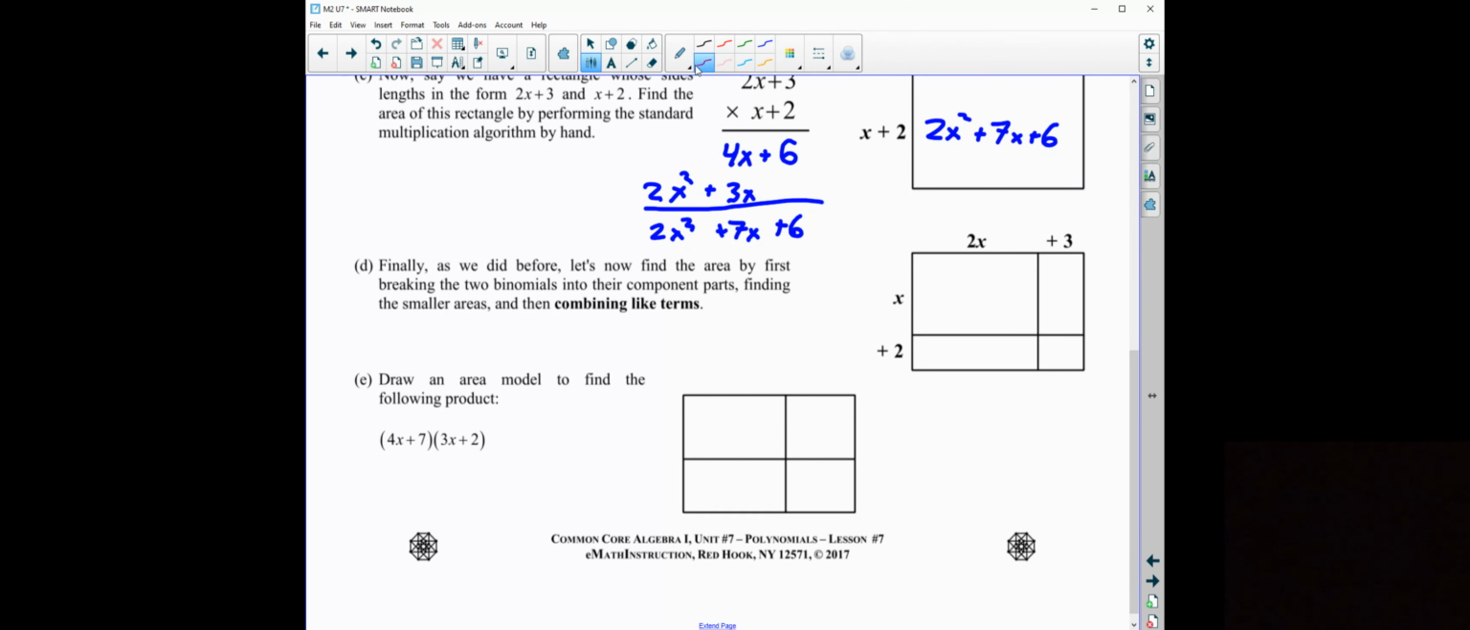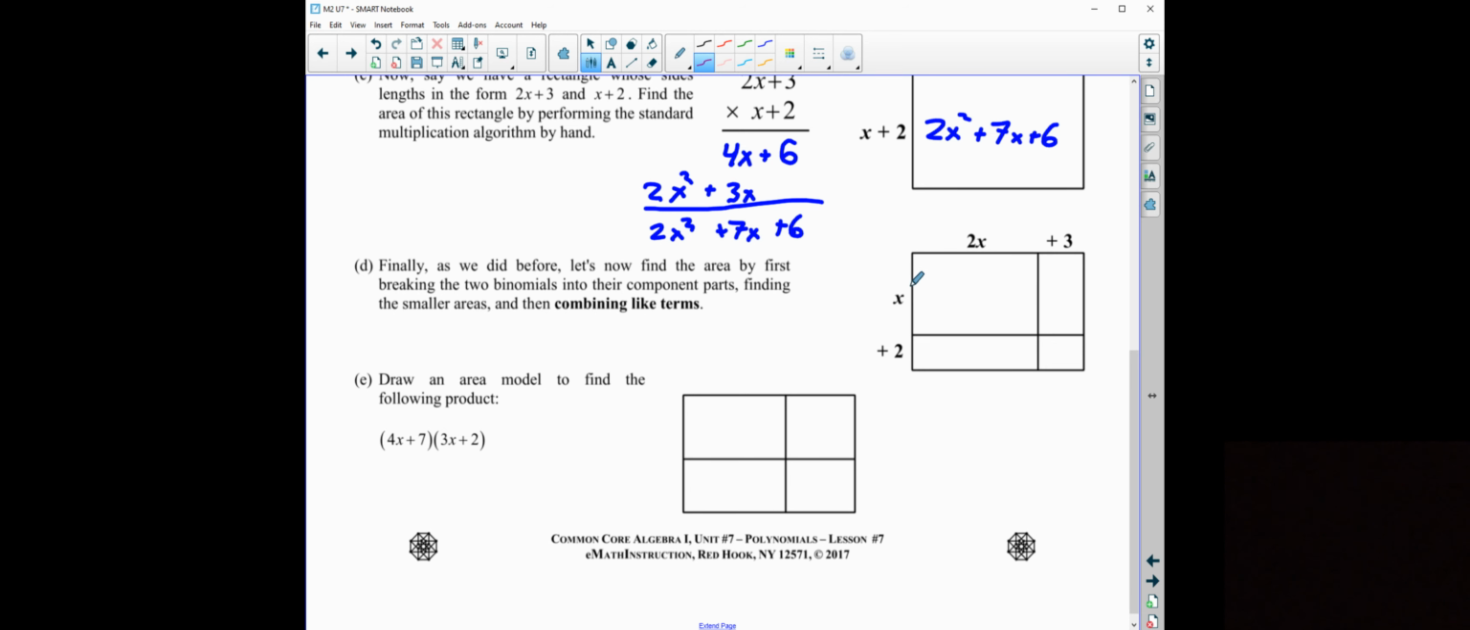Okay, let's take this to the next step. The same way that we broke 23 and 12 into 20 and 3 and 10 and 2, I can do the same thing here. I'm going to take that 2x plus 3, but I'm going to break it. This is 2x, and this length is 3. This length is x, and this length is 2.